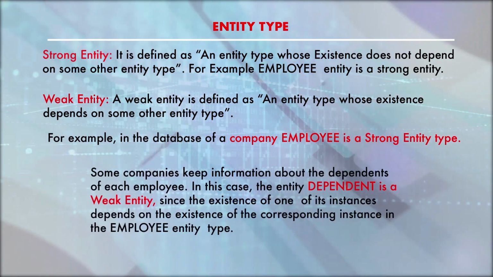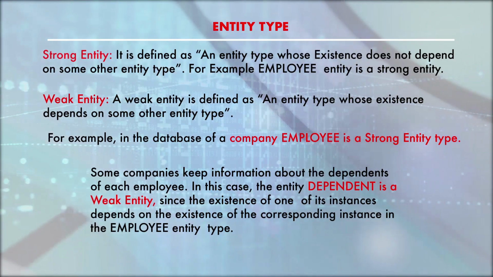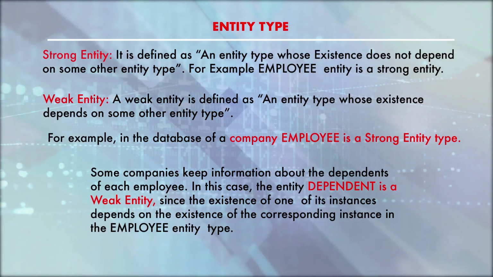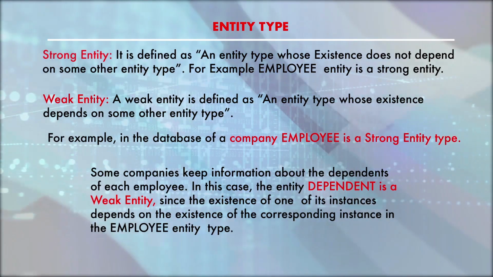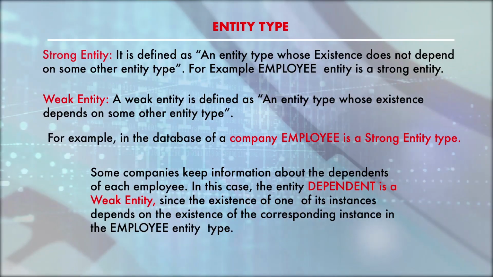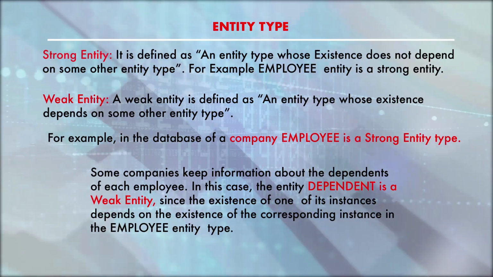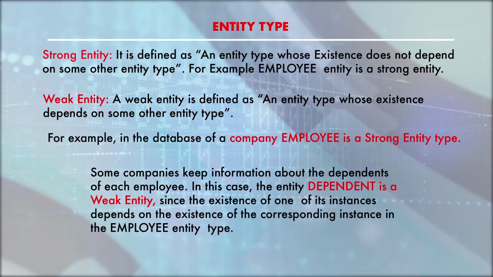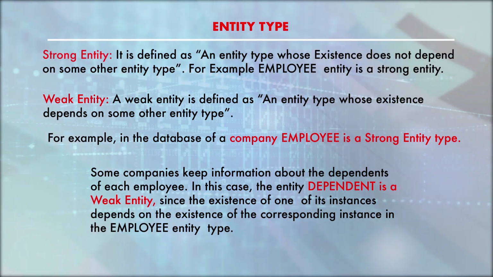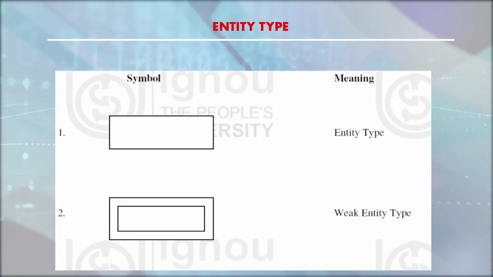So, if employee entity we are taking, and let us say there is an entity that is dependent. Dependent means the people who depend on the employee. So, till the time employee is existing in the system, dependent entity will be existing, and the existence of dependent entity is totally dependent on the employee entity. So, on the basis of that you can visualize the strong entity and the weak entity concept. The symbol used for representing the strong entity and weak entity is shown here in the diagram.